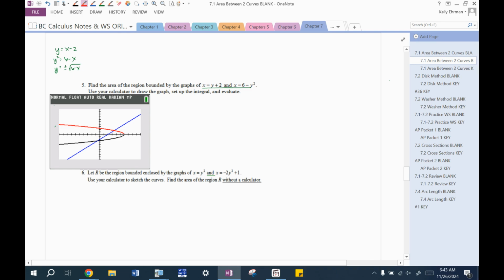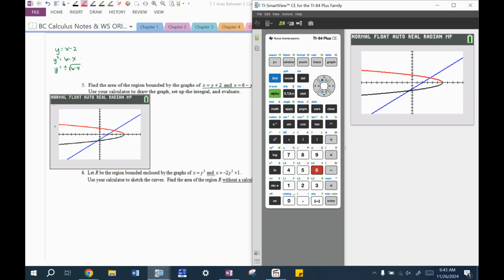I'm going to use my calculator on any of these that I can, just because it makes it a bit faster too. And these usually are calculator problems. So to graph these two equations, you need to solve them for y. So I did that here. And then I typed them into my y equals and just did zoom 6.